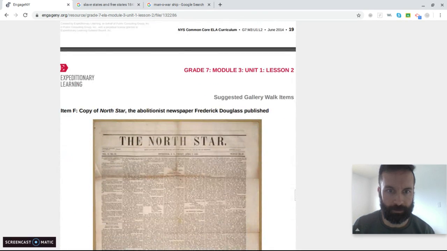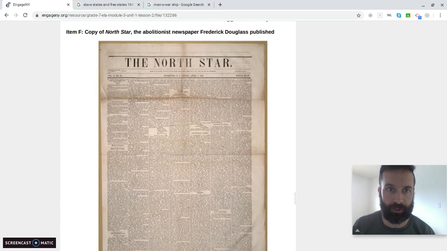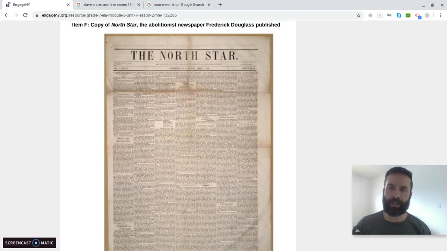So let's move on down here. Here is a picture of the North Star. It is the abolitionist newspaper that Frederick Douglass published. Now, going back to what we had learned previously, abolitionists abolish. The root of that word, abolish, is to get rid of, and they were looking to get rid of slavery. So this newspaper was dedicated to the anti-slavery movement. And even as clever as the title is, the North Star is the star that slaves used on the Underground Railroad in order to find their way north.